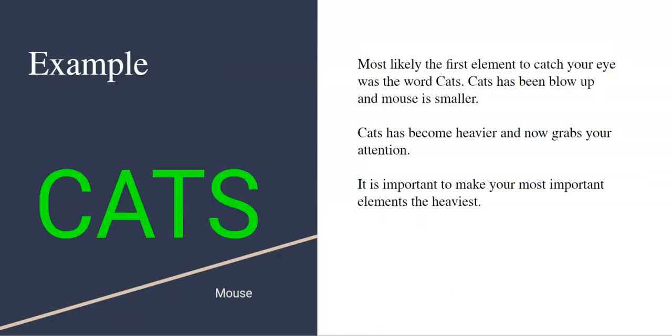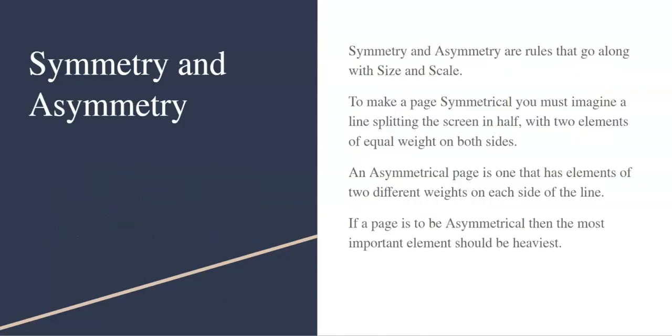So for example, looking at this, you notice that the first thing your eyes are naturally drawn to is the word cats. Over here, big size, big colors. Now, you're more likely to go to cats than you are to the very small mouse typed right underneath it, because cats is considered to be a heavier element when it comes to this page.